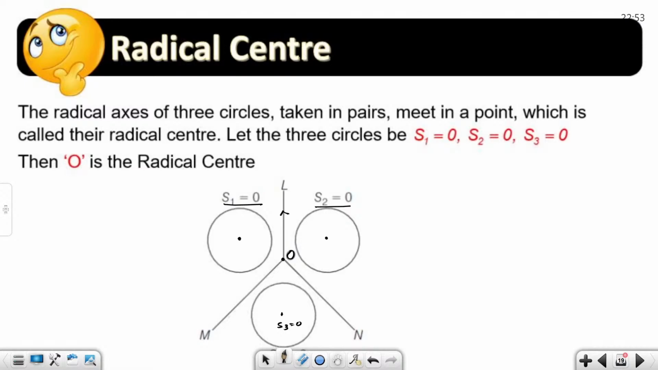Absolutely. I will definitely prove this. I will definitely prove that these three radical axes are going to meet at a point. That is, three radical axes are concurrent. That we will prove. Okay, so let me take our three circles like this.